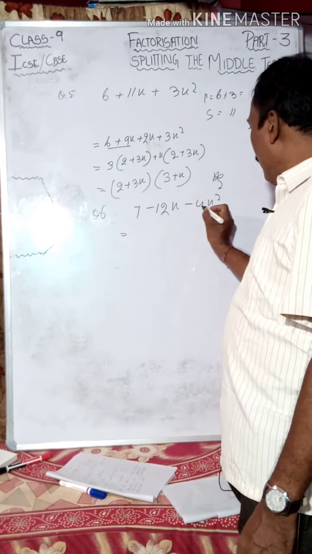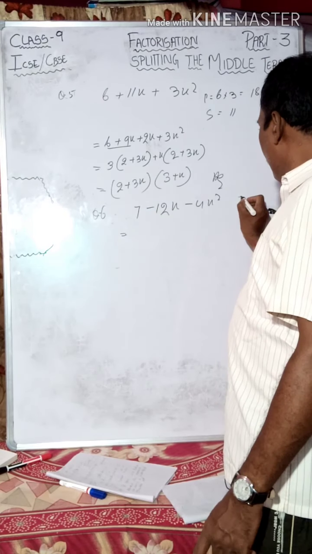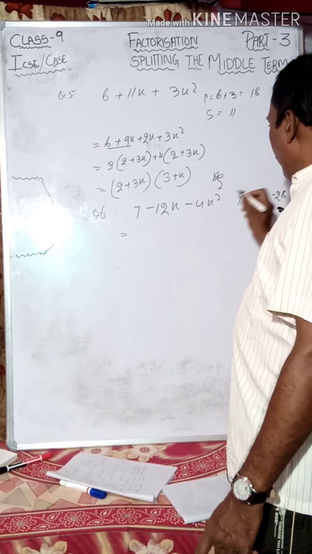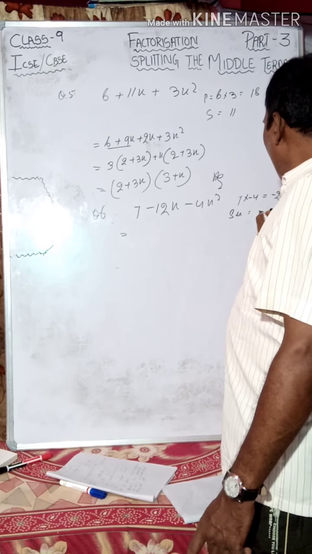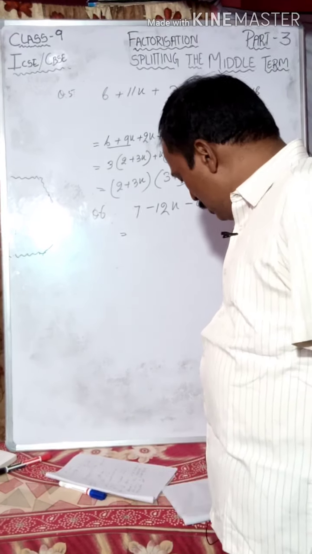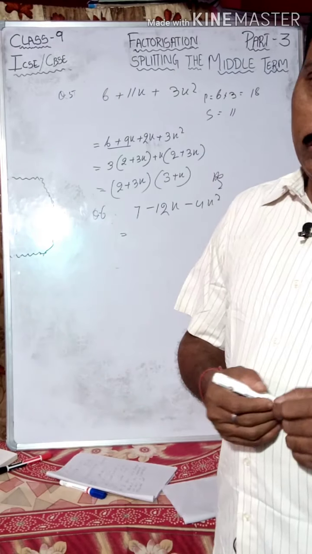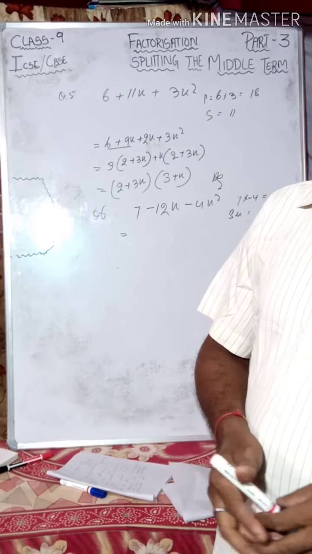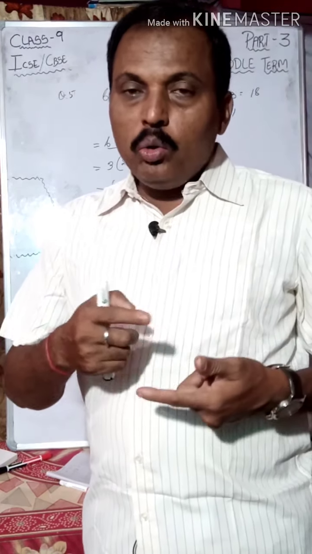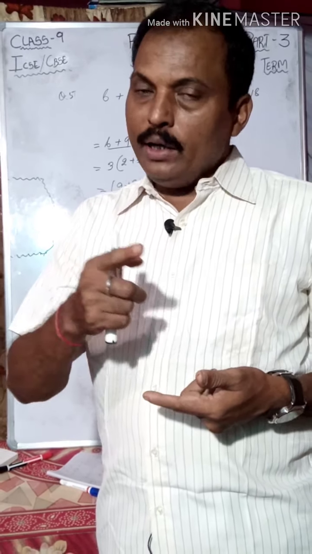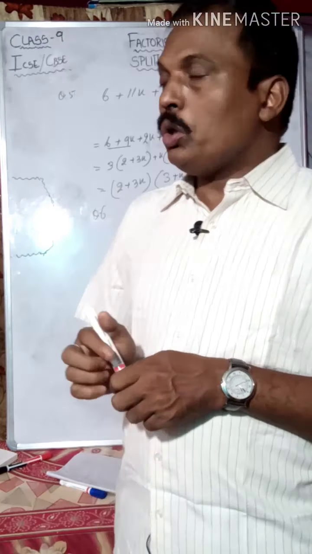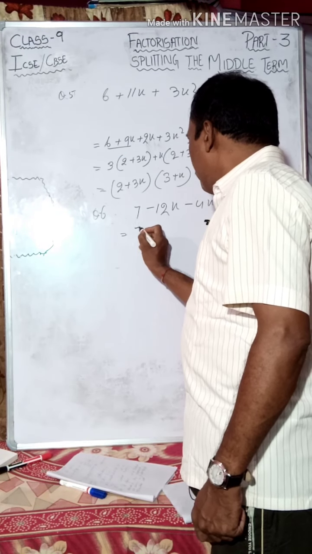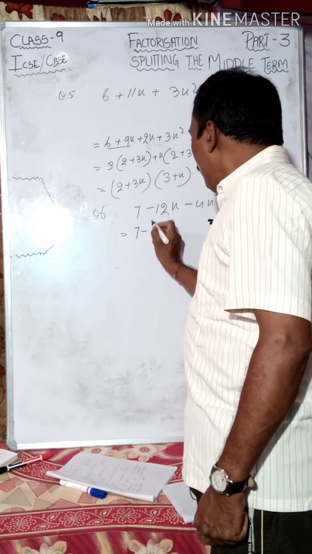If it is a, if it is c, so 7 into minus 4, C is minus 4, that is equal to minus 28, and the sum will be minus 12. What are the two numbers whose product will be minus 28 and sum minus 12? So we know 14 twos are 28 and 14 minus 2 is equal to 12. So take the bigger number, bigger term, 7 minus, this sign will be this sign.